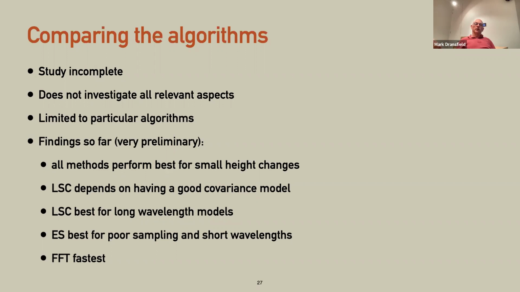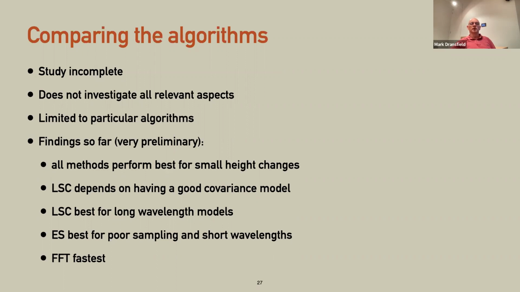As I've already said, we did a number of runs. There's more information than I've shown here today. What we found was that all methods perform best if the height changes are small. I don't think that would be a surprise to anybody. The least squares collocation depends on having a good covariance model. Depends very strongly on that. It was best for the long wavelength models, which is not too surprising. That's kind of what it's designed for.